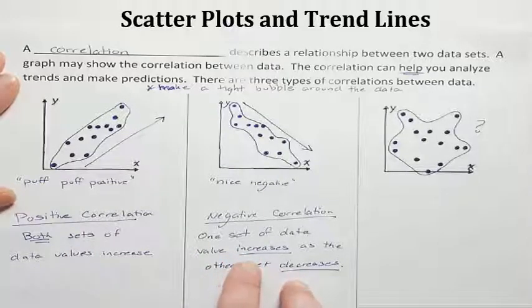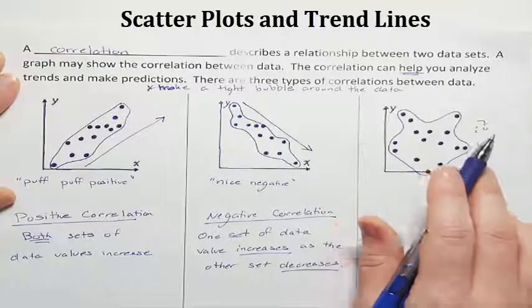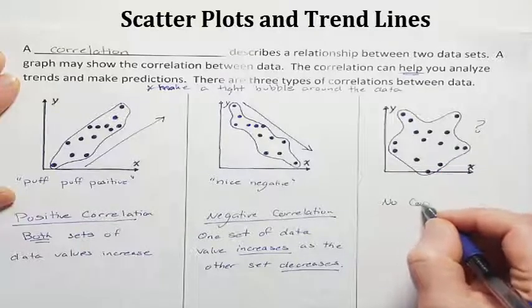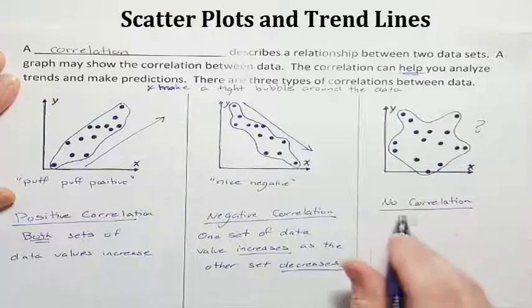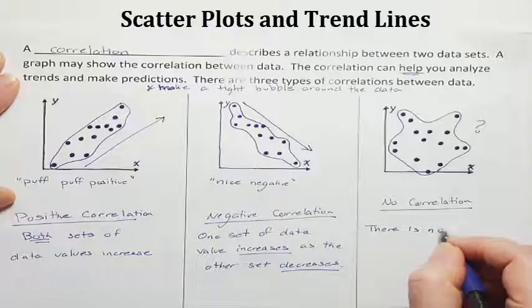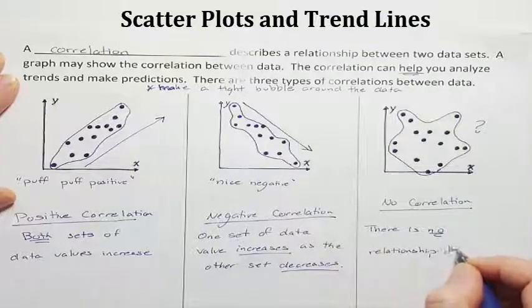The only other option is that there's actually no correlation at all. If you're absolutely totally confused, that meant that there was no correlation. And the official definition for no correlation is that there is no relationship between the data.